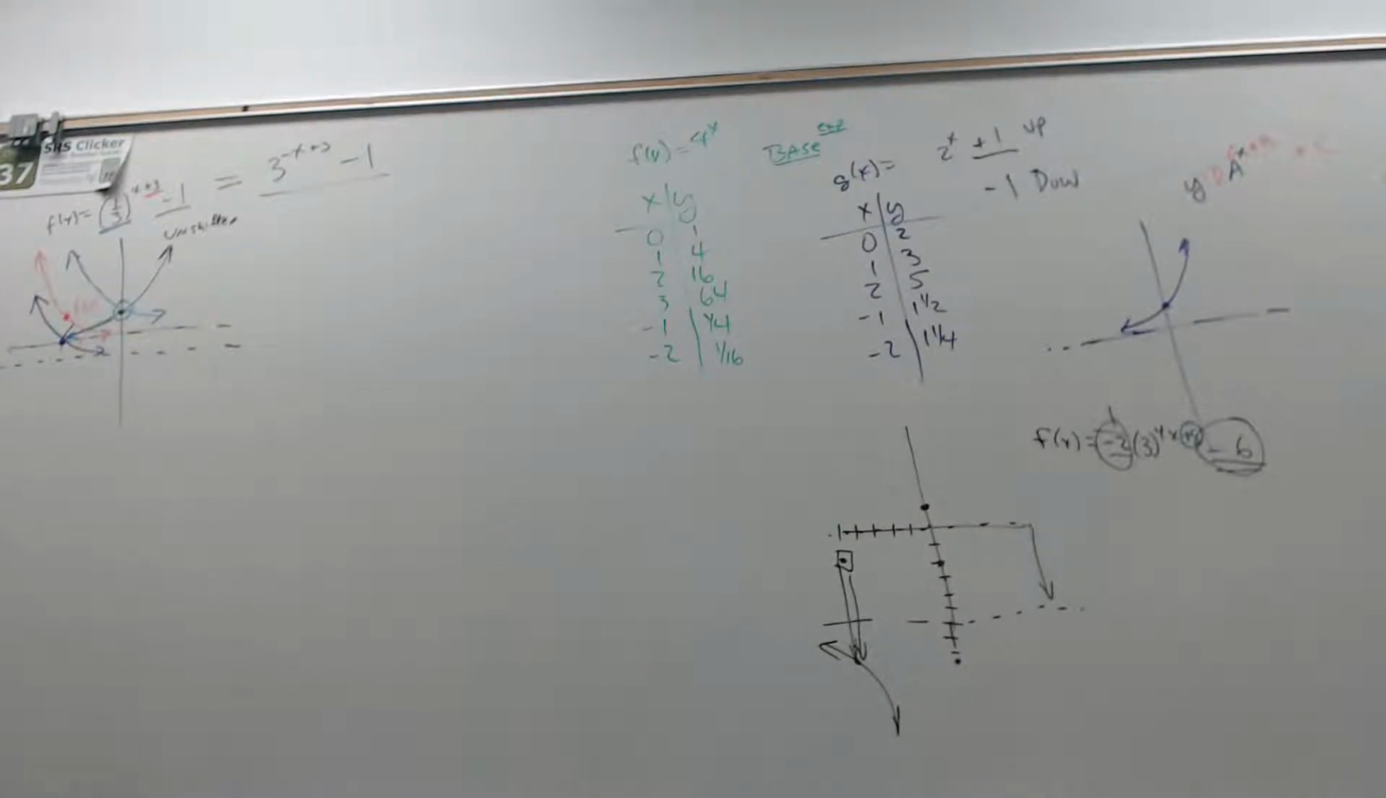Haley? So just to clarify really fast, when it says -1 in the equation, you just move the asymptote down 1. Asymptote's going to be down 1. Okay? All right. You feeling good about that?